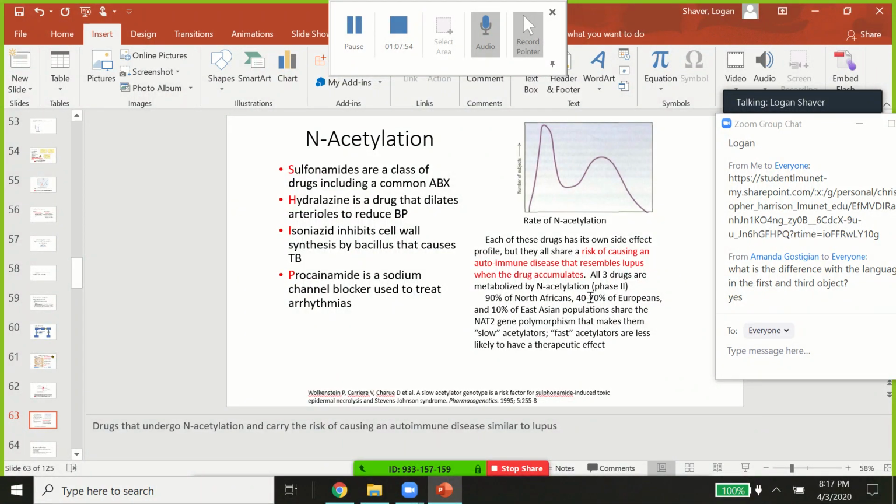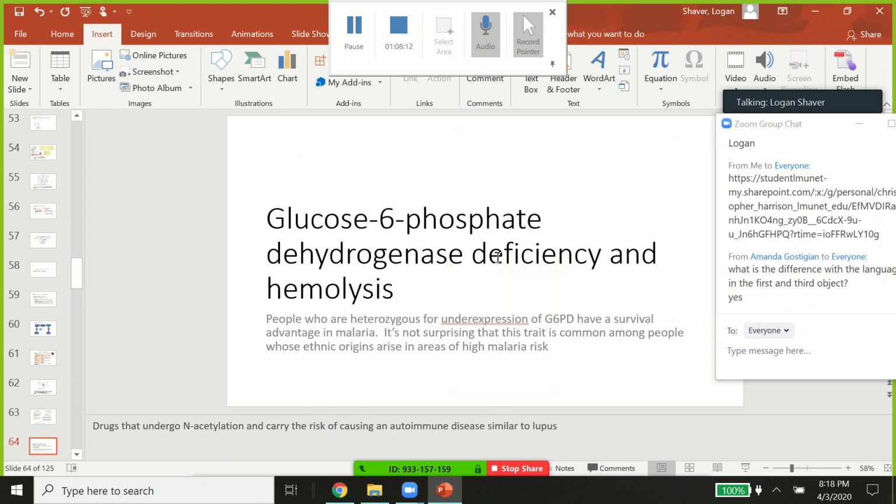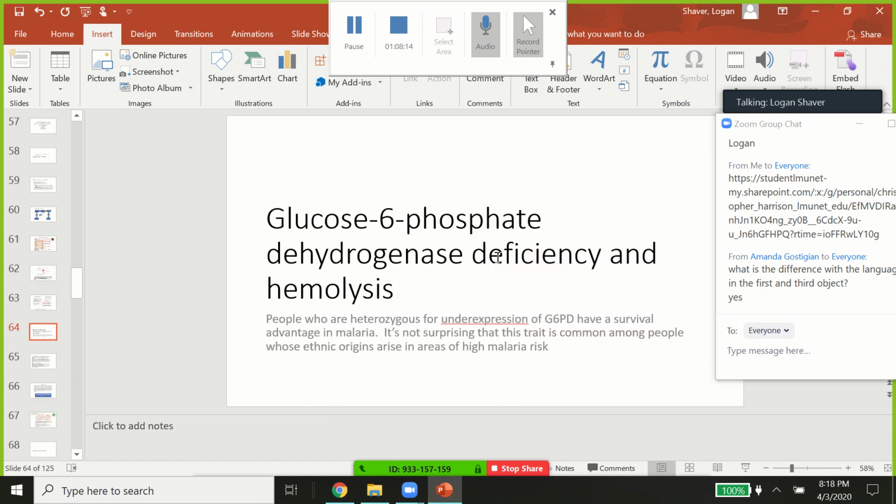So if you see anything like that on the exam, that's just boom, right in your face. That's what they're talking about, because it resembles lupus, right? So just keep that in mind. Of course, there's other stuff that goes on with lupus, but that's the thing I always think about, and they typically have that in the question stem.